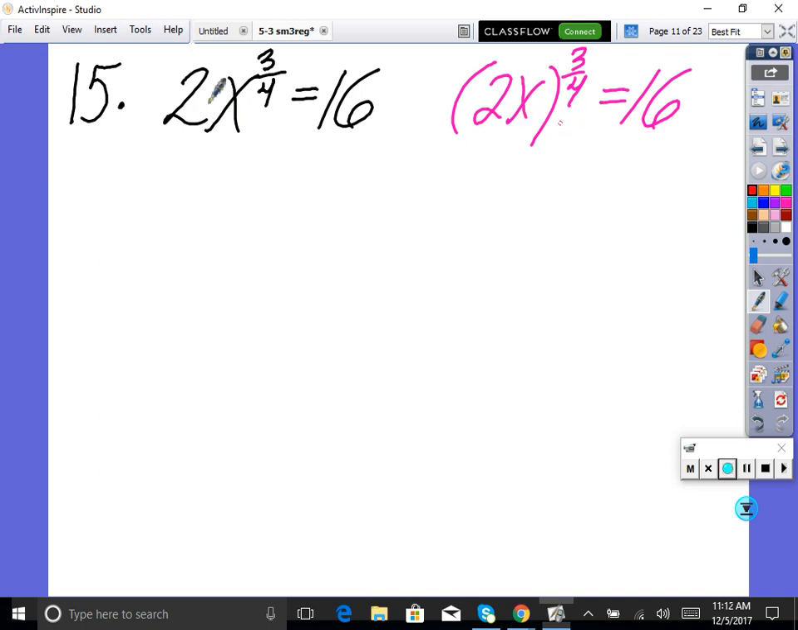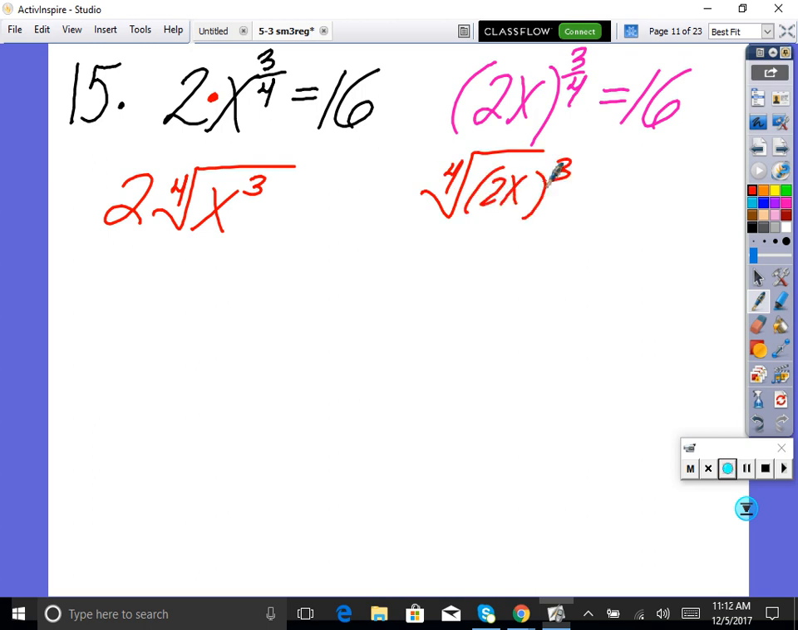So is 2 raised to the 3/4 power? No. So this is 2 times the 4th root of x cubed. 2 is not under the radical. If it was written like this, we would have written the 4th root of 2x all cubed. Do you see the difference? So we're really looking at this equals 16.